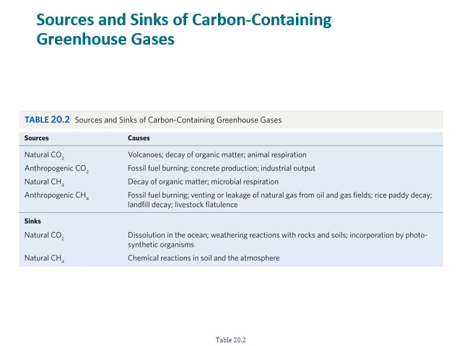Anthropogenic greenhouse gas inputs come from fossil fuel burning and decay of human-made things like landfills, and agricultural things like livestock and rice. Natural sinks for greenhouse gases include dissolution in the ocean, weathering reactions with rocks and soils, incorporation by photosynthetic organisms, and chemical reactions in soils and atmosphere.